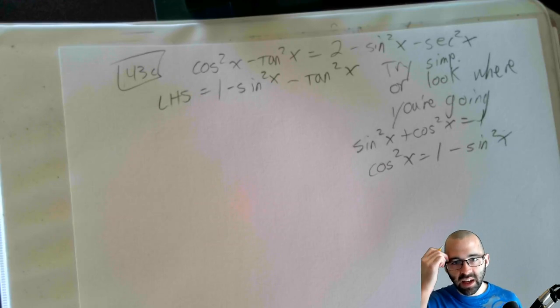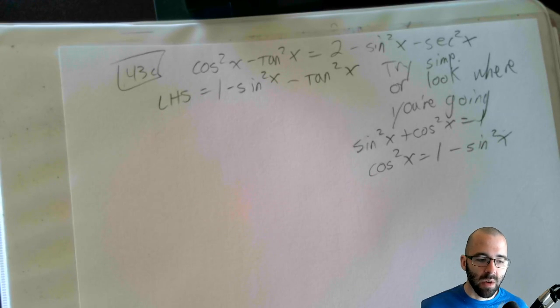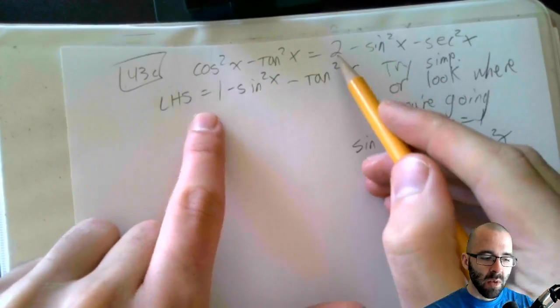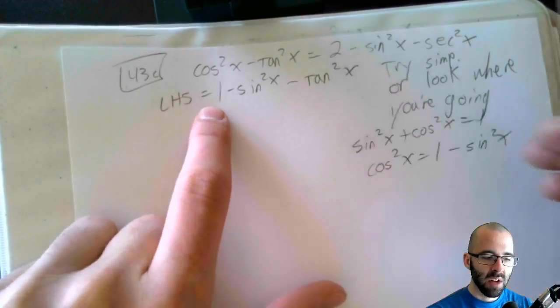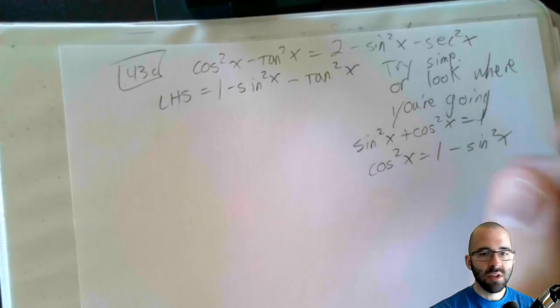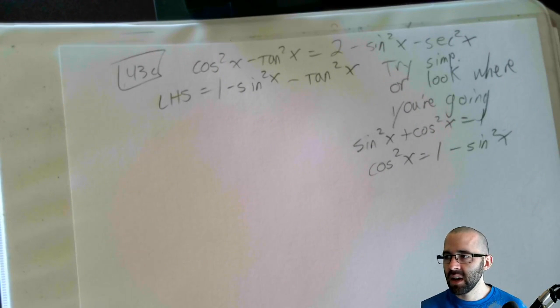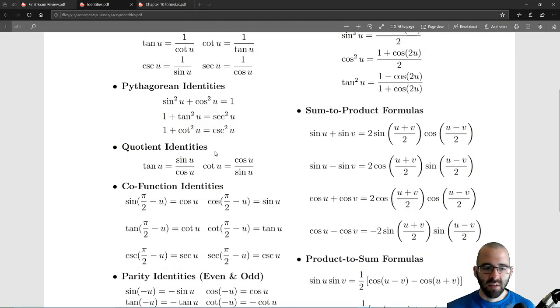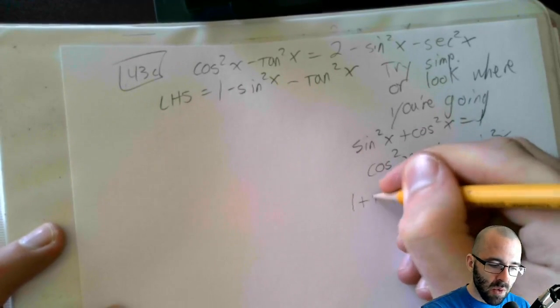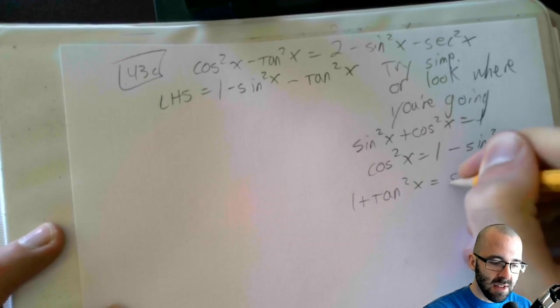So again, we have to keep on thinking, where am I at? Where am I trying to go? So we have the minus sine squared. That checks out. We have a 1 when we need a 2. And we have a minus tangent squared where we want a minus secant squared. You just go to your identities again. Do we have anything that relates tangent squareds with secant squareds? And we do. 1 plus tangent squared is secant squared. 1 plus tangent squared of x is equal to secant squared of x.